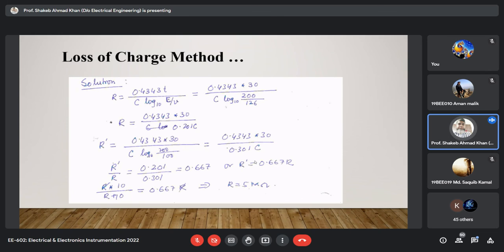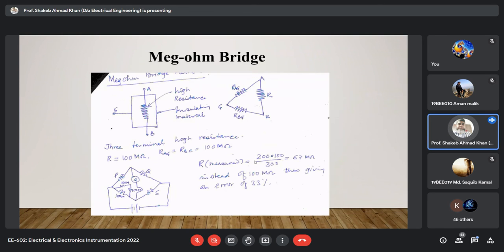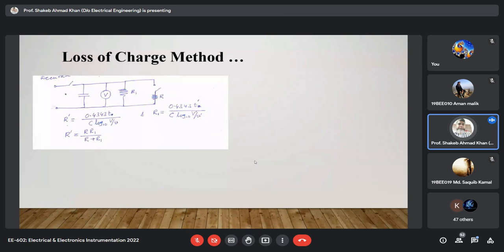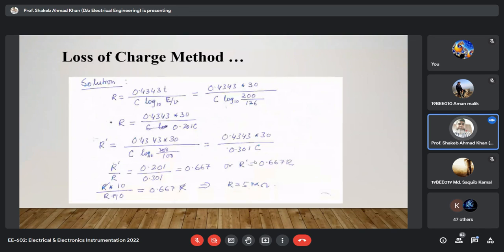If you are having any question, you can ask, please. Anyway, this is the last thing. Sorry, a mega ohm bridge is there, but I'll close my discussion here today.